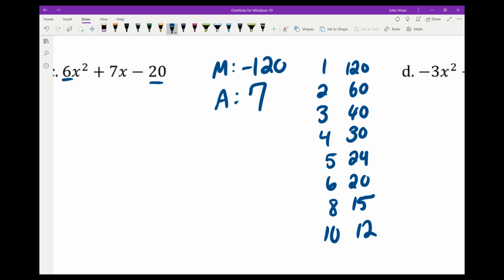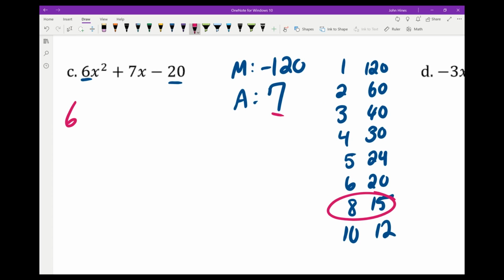So again, this came right from my calculator: 120 divided by 1, divided by 2, divided by 3. That's what gets me that list. Who gets me to 7? 8 and 15 do. So I'm going to split my middle term.